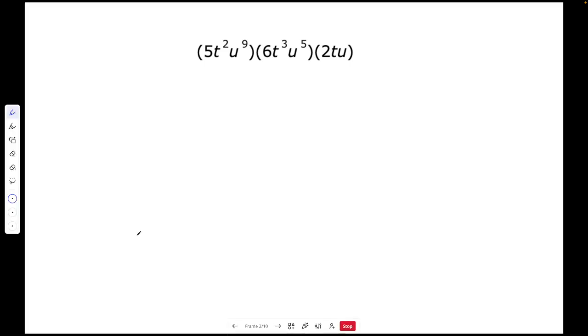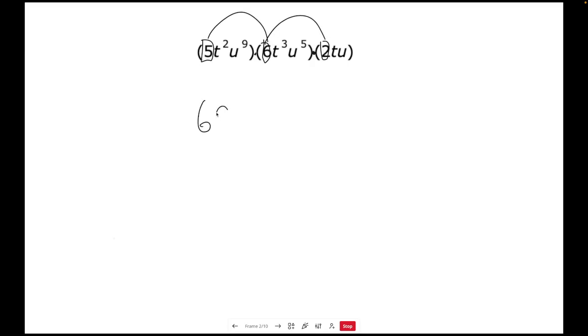All right, so here's our problem. And hopefully we remember that, with the parentheses right next to each other, this is all being multiplied, right? There's invisible multiplication symbols in the middle. So let's do the big numbers first. Hopefully remember those are called coefficients. So let's multiply the coefficients. 5 times 6 is 30. 30 times 2 is 60.